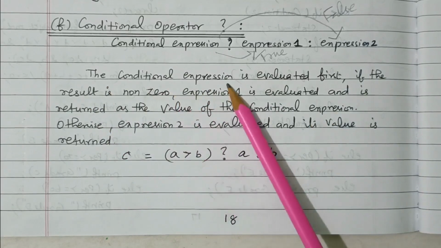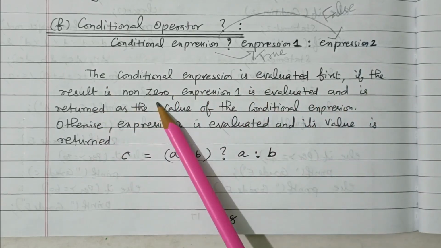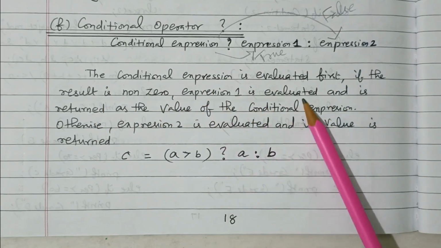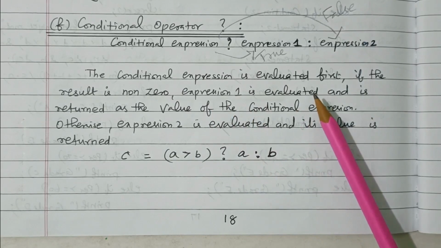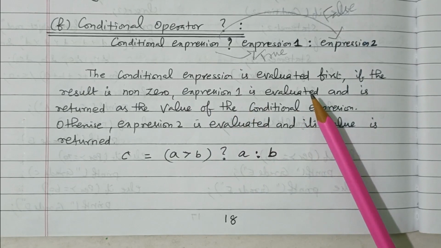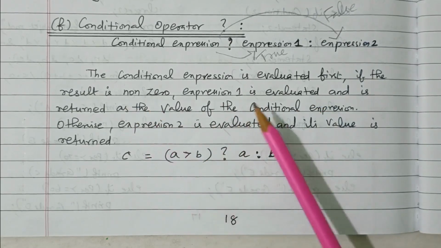The conditional expression is evaluated first. If the result is non-zero, expression 1 is evaluated. Non-zero, what is non-zero? While executing, if the condition is true, it will give 1. Otherwise, it will give 0. Right? True means 1, false means 0. That non-zero means it is 1.